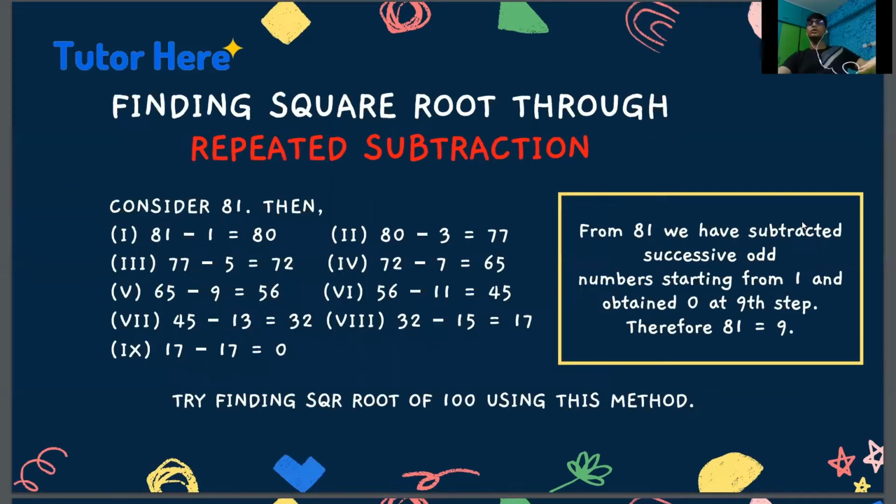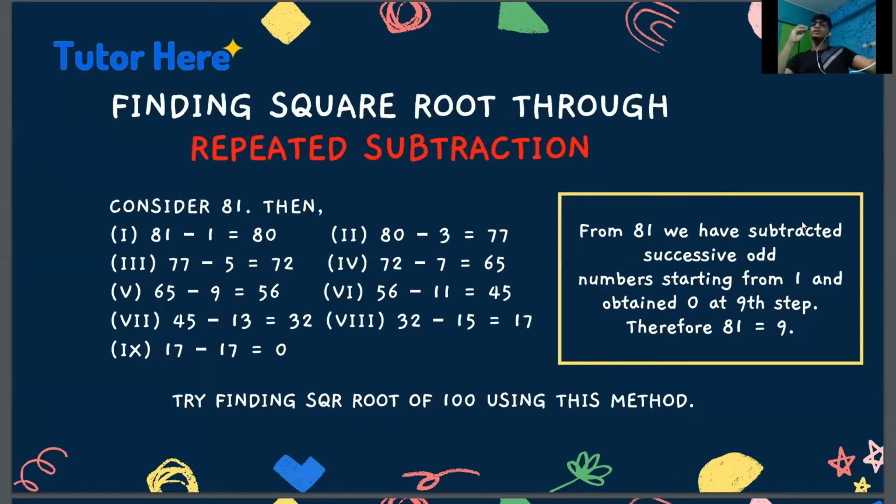Finding square root through repeated subtraction. Consider 81. Then 81 minus 1 is equal to 80. 80 minus 3 is equal to 77. 77 minus 5 is equal to 72. 72 minus 7 is equal to 65, and so on till 17 minus 17 is equal to 0. Here what we did is from 81, we subtracted successive odd numbers starting from 1 and obtained 0 at the 9th step. Therefore, the square root of 81 is equal to 9.